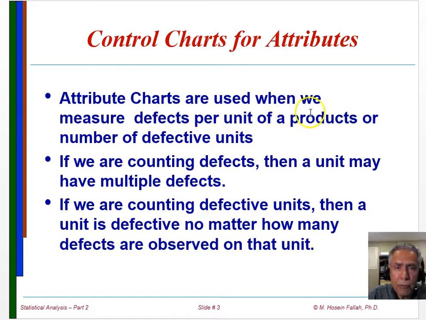Attribute charts are used when we measure defects per unit of a product or the number of defective units. If we are counting defects, then a unit may have multiple defects. If we are counting defective units, then a unit could be defective no matter how many defects are on it. So for attribute charts, we are either counting defective units or counting the number of defects per unit. These are the two types of control charts that we're going to talk about.